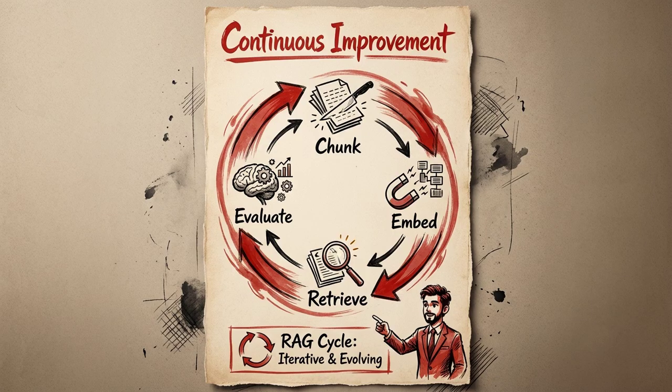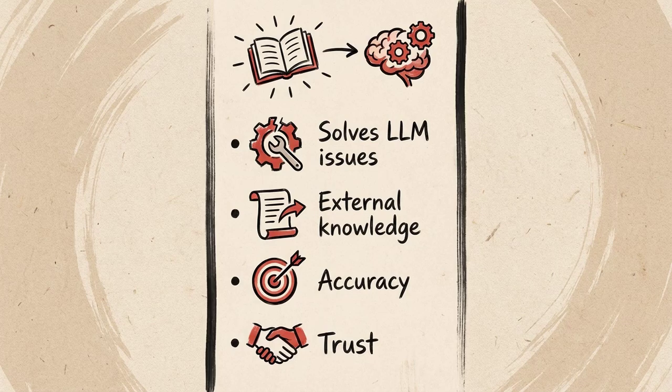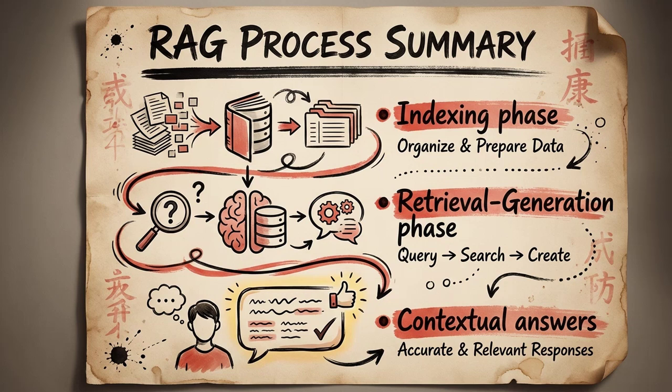RAG is an iterative process. You'll constantly refine your chunking, experiment with embedding models, and fine-tune retrieval strategies based on feedback. So what are the key takeaways? RAG solves LLM limitations by giving them an open book of external, up-to-date knowledge. It involves an indexing phase to prepare your data and a retrieval generation phase to answer queries with context.